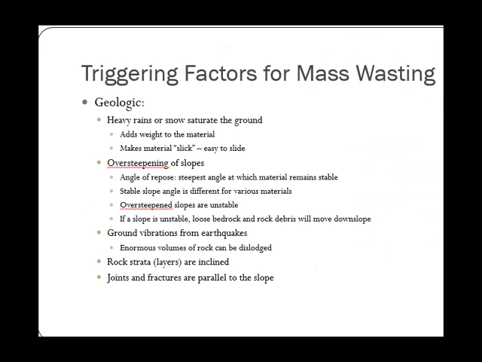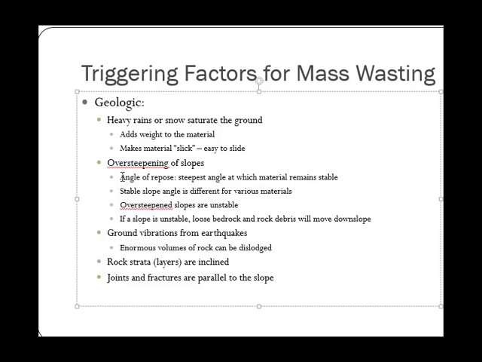What causes mass wasting? What can cause these things to move down the hill? Well, heavy rains or snow, again, adds weight to the material and makes things slick. Like when you add water to anything, it makes it more slick and makes it much easier to slide. You have over-steepening of slopes. If the slope becomes too steep for whatever reason, material gets deposited on the top of the hill that makes the hill become too steep, and that causes mass wasting.